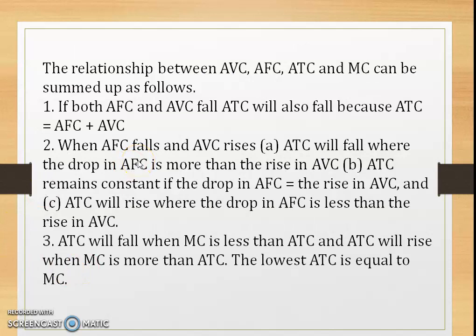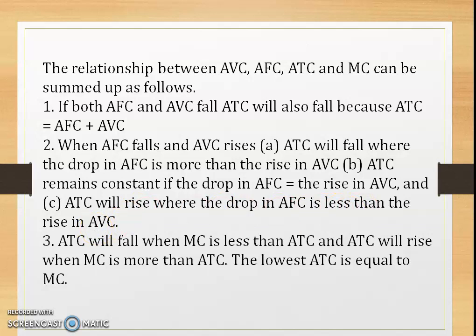So let me just summarize everything here. The relations between AVC, AFC, ATC and MC can be summed up as follows. If both AFC and AVC fall, ATC will also fall because ATC is equal to AFC plus AVC. Right? When AFC falls and AVC rises, the ATC will fall where the drop in AFC is more than the rise in AVC. Right? Second, ATC remains constant if the drop in AFC equals the rise in AVC, and the ATC will rise where the drop in AFC is less than the rise in AVC.